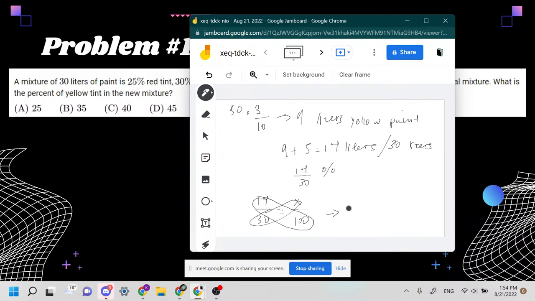And it results in 30x being equal to 1400, right? You multiply these two, and it's equal to the product of these two. If you do that real quick, x is equal to 40, so the answer is 40%. That would be choice C.